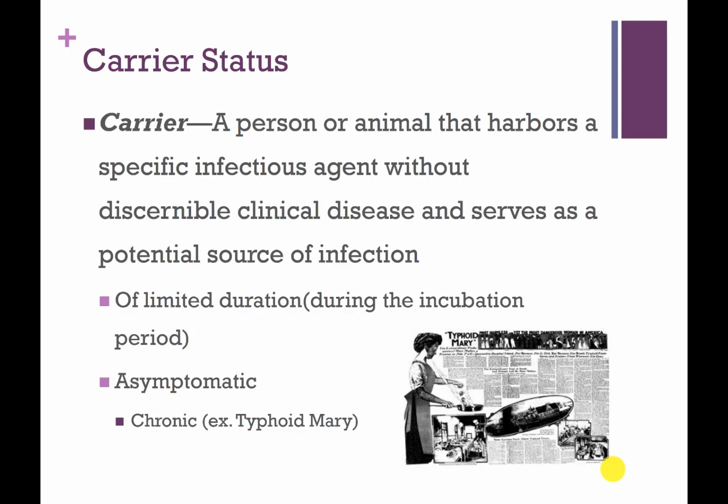And that takes us to the carrier's status, okay? So the term carrier is used to describe an individual that is infected by a disease agent and is capable of disseminating that disease agent, but shows no signs of clinical disease. One of the best known examples of asymptomatic carriers was Typhoid Mary. You probably heard of her before.